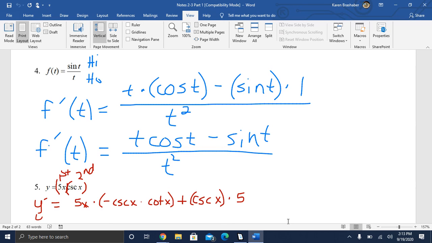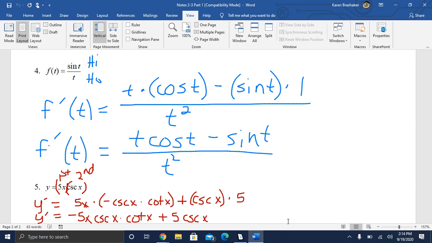And for y prime, I can just multiply that together. I can take 5x times the negative cosecant of x, cotangent of x. I could write that as negative 5x times the cosecant of x times the cotangent of x plus, and then put the 5 in front of the cosecant of x.